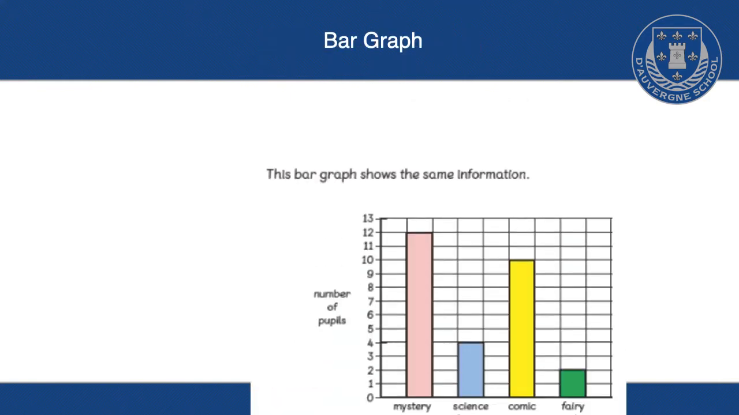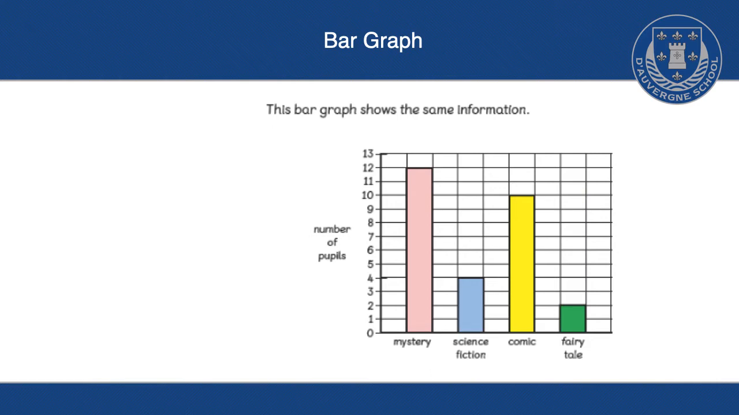And if we look at the bar graph, the information has been put into the bar graph. So we know that the tally marks are going up in 1. So the scale of the bar chart is also going up in 1. So each increment, each box, each time it jumps up is increasing by 1. So we've got the mystery books. There are 12 pupils that enjoyed those. Science fiction, there were 4. There were 10 people that enjoyed the comic books and 2 that enjoyed the fairy tales.